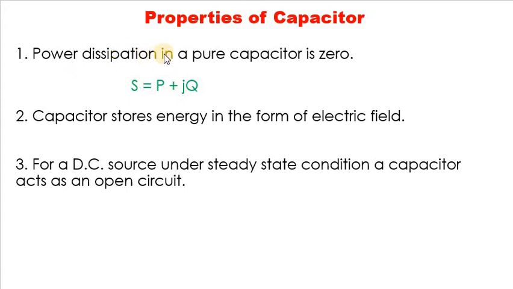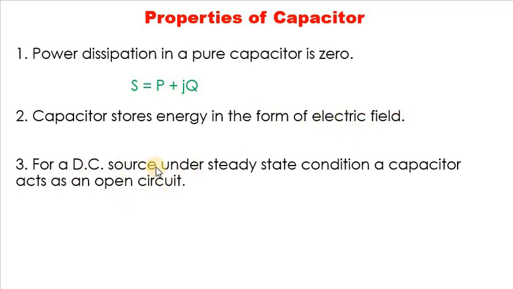The power dissipation in a pure capacitor is equal to 0. So we know that the complex power S is equal to P plus jQ. This one is the active power and this one is the reactive power. So in case of a pure capacitor, this P part will be equal to 0, and the only energy that is stored in the pure capacitor will correspond to this Q part, that means this imaginary part. Capacitor stores the energy in the form of electric field. We have already seen that.